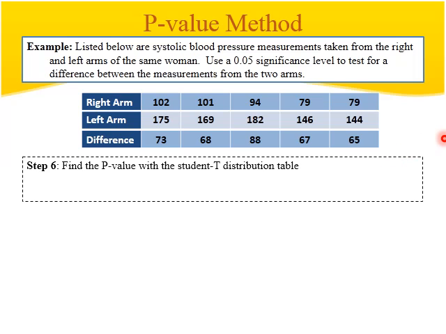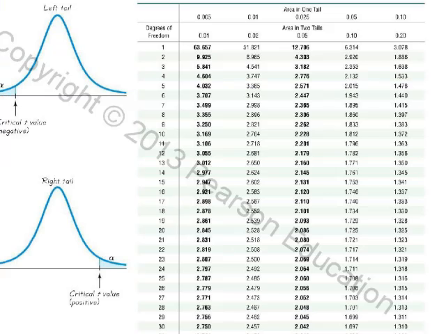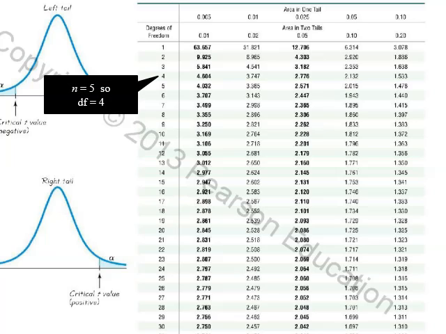So let's find the p-value with the student t-distribution table. Of course, with the t-distribution, we are not finding the exact p-value, we're just finding whether or not the p-value is less than or greater than a certain number. And in particular, we eventually want to know if the p-value is less than or greater than our significance. So on our t-distribution, our sample size was 5, so that means we have 4 degrees of freedom.